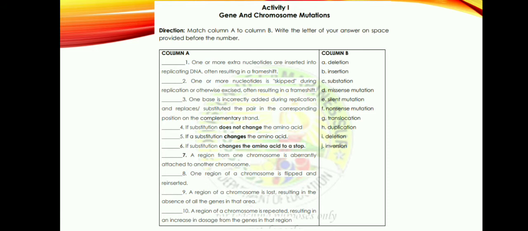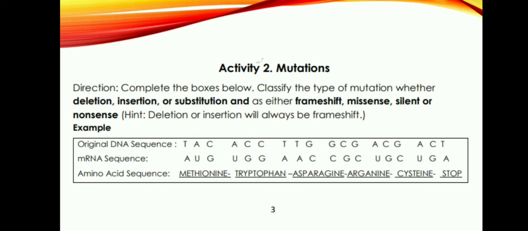This is activity number 1 about gene and chromosome mutations. You are going to match column A to column B. Write the letter of your answer on the space provided before the number. You will write your answers on your answer sheet. In the second activity about mutations, you are going to complete the boxes below. Classify the type of mutation, whether deletion, insertion, or substitution, and as either frame shift, missense, silent, or nonsense. Hint: deletion or insertion will always be frame shift.